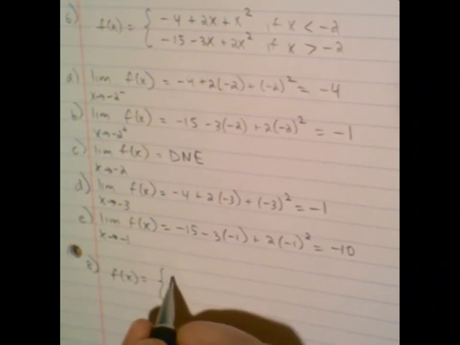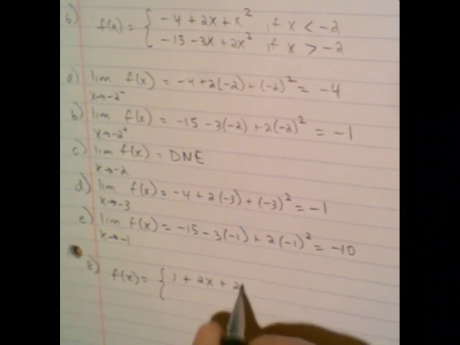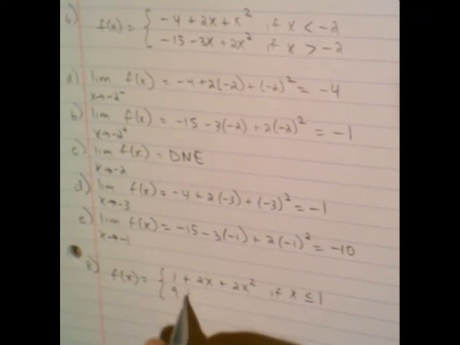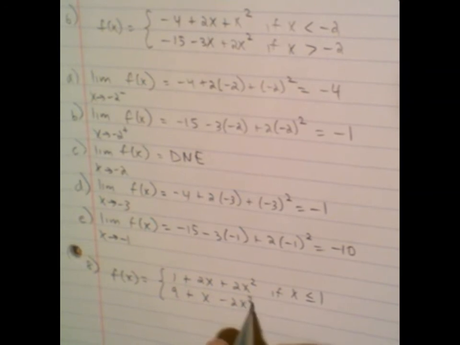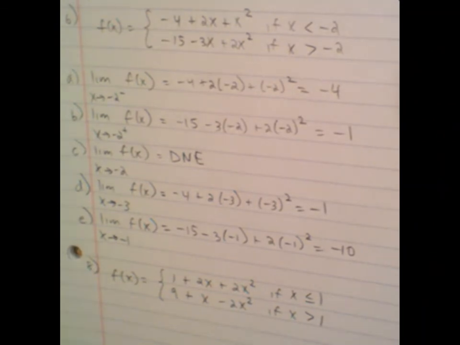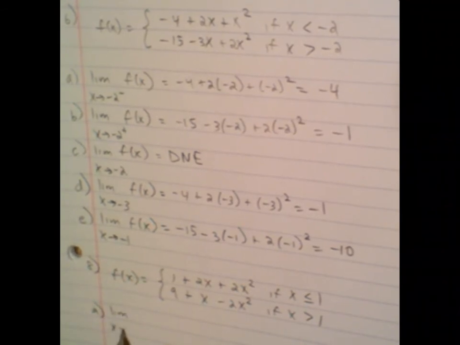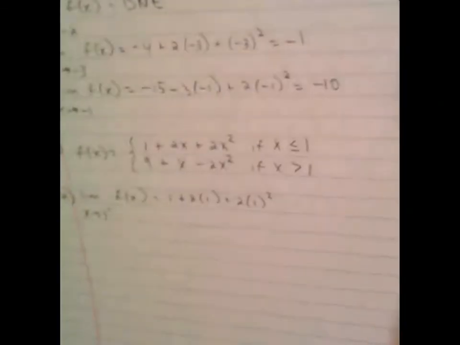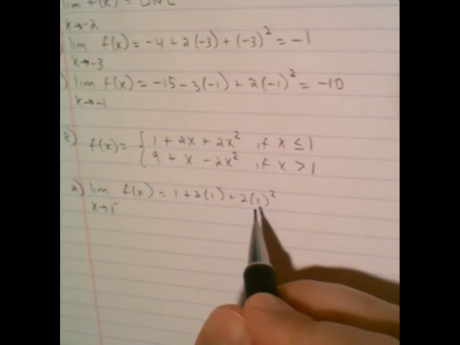Number 8. f of x equals 1 plus 2x plus 2x squared if x is less than or equal to 1, and 9 plus x minus 2x squared if x is greater than 1. A, the limit as x approaches 1 from the left of f of x. From the left is less than or equal to 1. 1 plus 2 times 1 plus 2 times 1 squared. Oh, sorry about that. 1 plus 2 is 3, plus 2 is equal to 5.